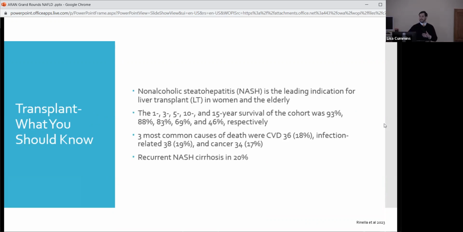Touching on cirrhosis, touching on hepatocellular carcinoma, these are the bullet points I want everyone to know about transplant. This isn't necessarily just fatty liver disease, but it's what you should know when we're talking about a patient with this, because they're going to ask you about it, I'm sure. NASH has become the leading cause of liver transplant in women and the elderly. In men, alcohol still is number one, but hepatitis C has plummeted way down. And so now it's fatty liver disease.